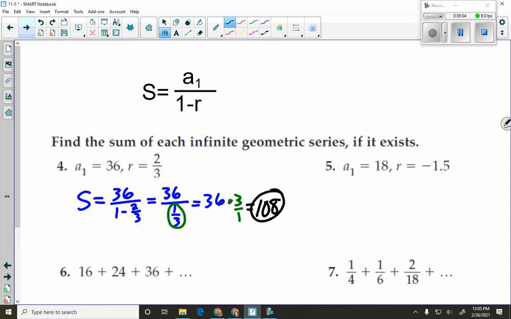Number 5, you look at this and you'll say, okay, let's do it again. But you can stop right here and just circle this r is negative 1.5. Remember, your r had to be in between. Yes, it's less than 1, but it had to be greater than a negative 1. Being this is outside the bounds, this is not going to be a convergent series. And so this will not exist. Okay? So it does not exist.